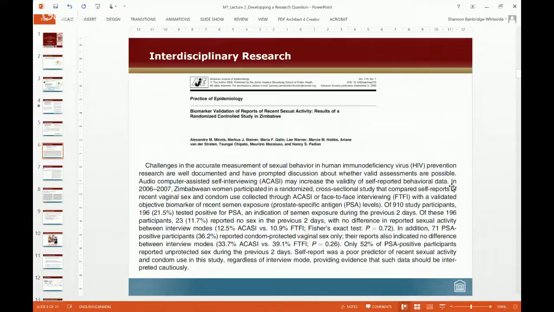So, for example, in this study, they were looking at the accuracy of self-reported sexual behavior in an HIV population. And they were comparing self-reporting through either surveys or face-to-face interviewing. So those are qualitative research methods. And they were comparing them to objective quantitative measures using a biomarker for semen exposure. And so they talk about how they did both of these methodologies in tandem, and then they were able to compare the two of them. So clearly you're going to need expertise for qualitative and quantitative biomedical research to be able to complete this project.